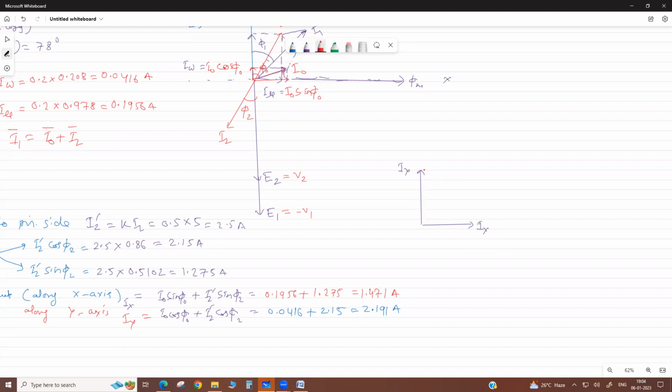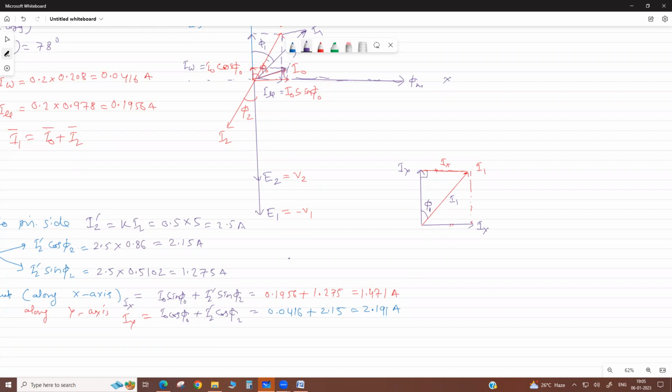Then we calculate their vector sum. This will give you I1. So you know this is Iy. You take this one. This is also Ix, no? Now you take this angle. This is a right triangle, no? This is your phi 1. So you know this is your perpendicular. This is the hypotenuse, I1.